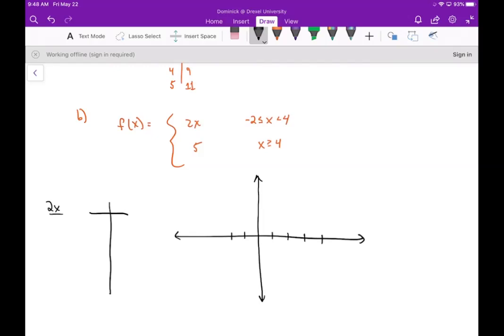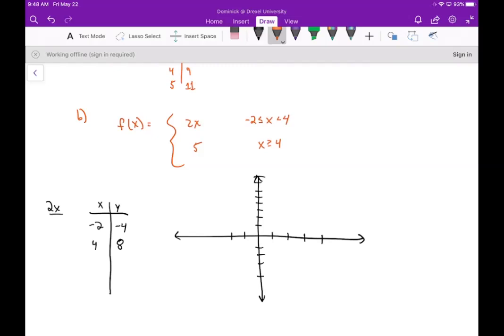And since I know that 2x is just going to be a line, I'm just going to plot the endpoints. I'm going to plot -2 and 4. If I plug in a -2, I get a -4. And if I plug in a 4, I'm going to get an 8. Right? So at -2, I have 1, 2, 3, 4. 1, 2, 3, 4, 5, 6, 7, 8.